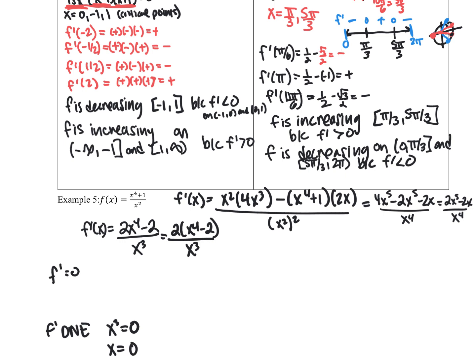In other cases, you might have something more complicated when you set the denominator equal to 0. And then f prime will be equal to 0 when the top equals 0. Set this equal to 0, so it'll be x to the 4th minus 1 equals 0. X to the 4th equals 1. So x will be equal to plus or minus 1. When you take the 4th root of 1, you'll get plus or minus 1. So we have 3 critical numbers here.